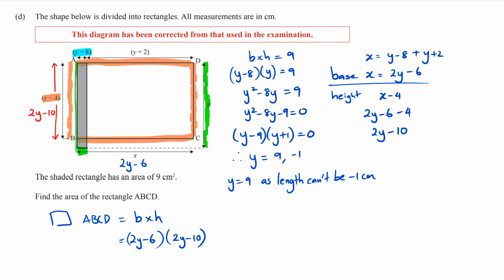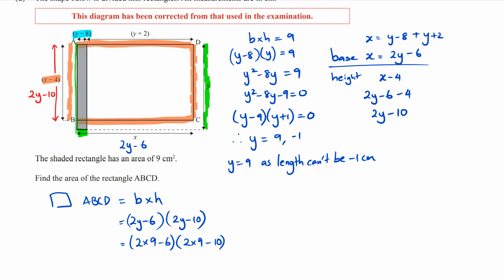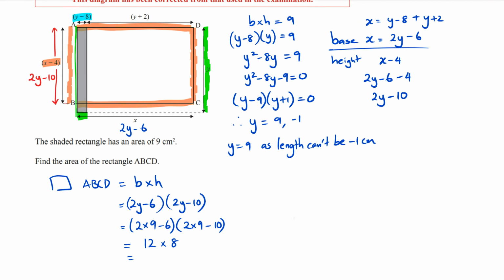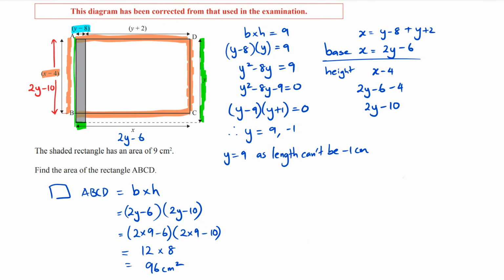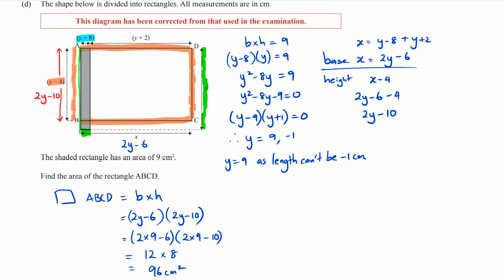Now we know that y is equal to 9, so I'm going to substitute 9 in there. So I'm going to get 2 times 9 minus 6 multiplied by 2 times 9 minus 10. And when I do this, I get 18 minus 6, which is 12, and 18 minus 10, which is 8, and I've got 12 times 8, which equals 96 centimeters squared. All right, so this is what we're looking at for this particular question.